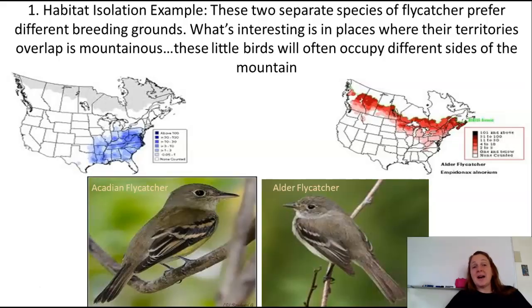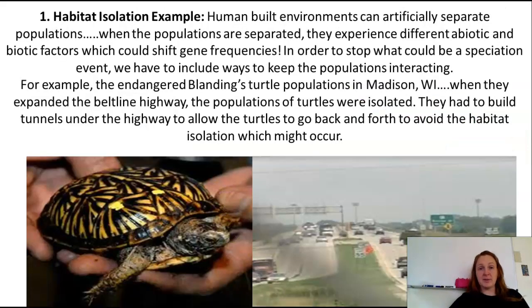So when we look at habitat isolation as a prezygotic isolating mechanism, what we see is that species will often have different places where they like to breed. So again, here's our example of flycatchers, and we see the two maps where they prefer to breed. What this means is that the habitat preference is what's keeping these species separated from one another so that the sperm and the egg could never even combine in the first place.